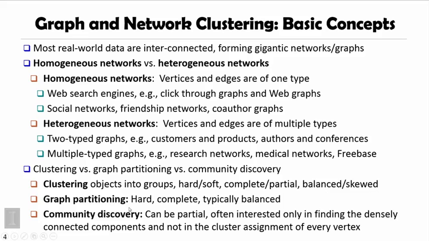However, for graph partitioning, most people mean hard partitioning, hard grouping. And it's complete. It means all the nodes and edges in the graph are somehow partitioned into different parts, different partitions. And typically they are balanced. You try to balance them instead of getting a singleton graph. For community discovery, usually it can be partial, meaning even if some nodes are not included in a certain community, it's quite okay. Because we are often interested in only finding the density-connected components. We're not interested in the cluster assignment of every vertex.